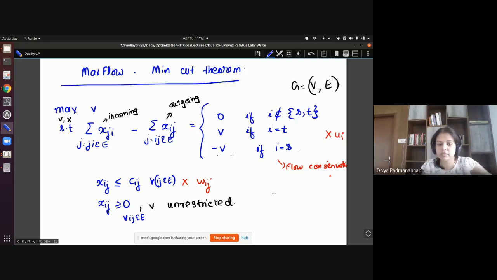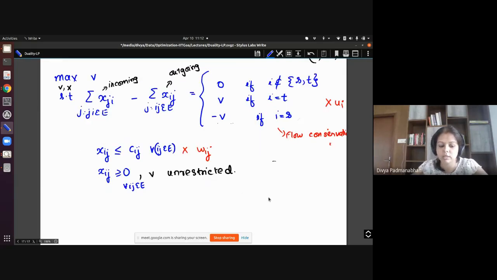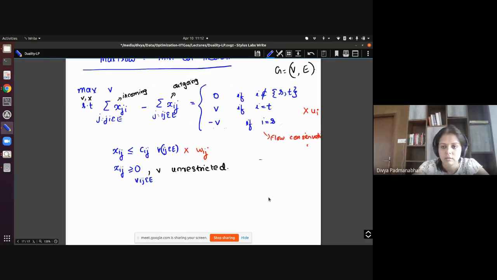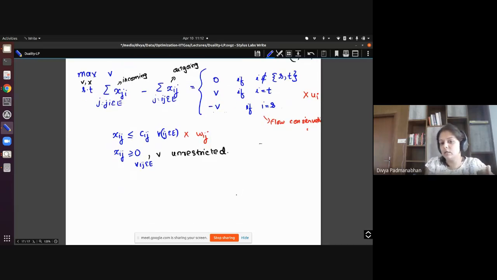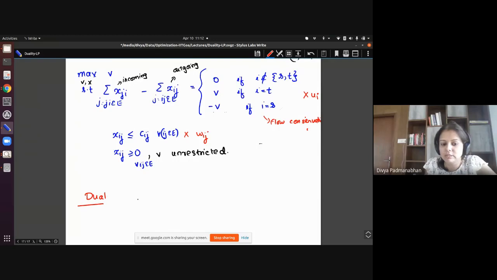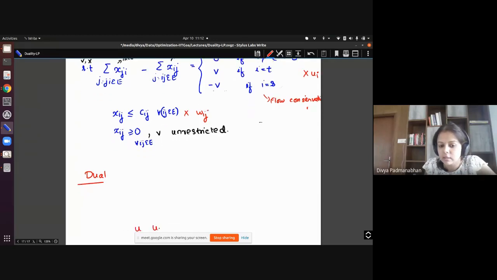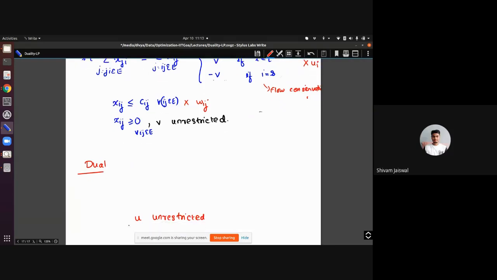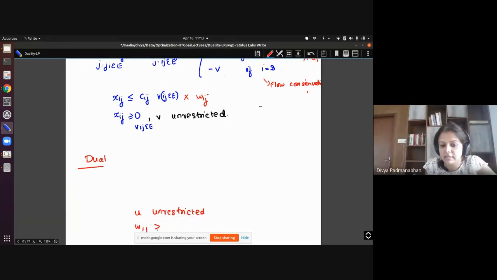Okay, so can somebody tell me the dual? First tell me what should u and w be: should it be greater than 0 or should it be unrestricted? What is your sense of that? You should be unrestricted. Yes, so u is unrestricted. And what about w? w should be greater than 0. Yeah, so wij is greater than or equal to 0 for all ij. Okay, so this we have.